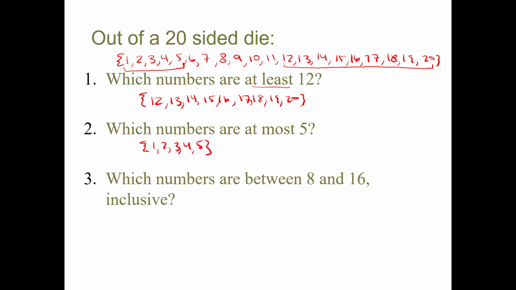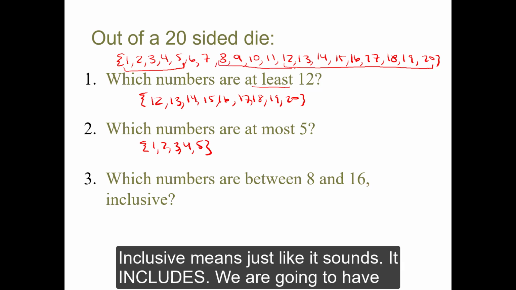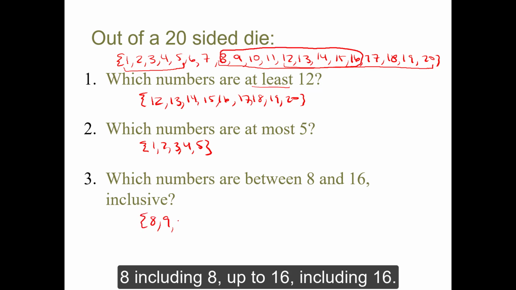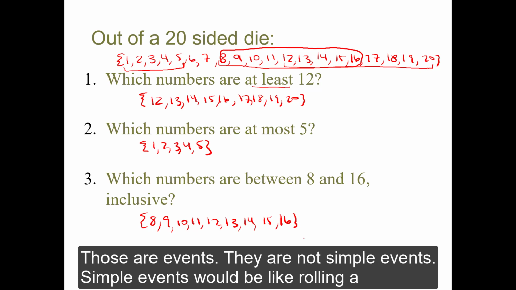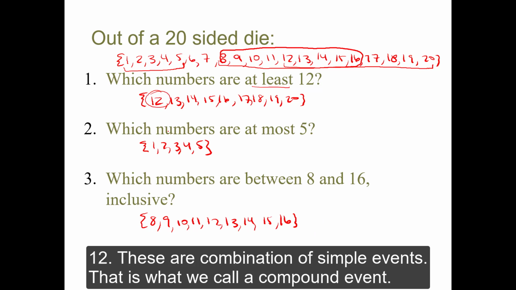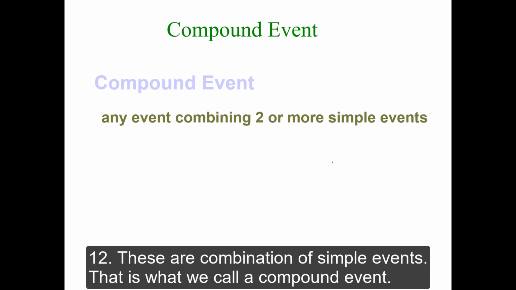And which numbers are between 8 and 16 inclusive? Inclusive means, just like it sounds, it includes. So we're going to have the numbers all the way from 8, including 8, up to 13, 14, 15, to 16. There we go. So those are events. They're not simple events because a simple event would just be rolling a 12. These are a combination of simple events, and that is what we call a compound event.